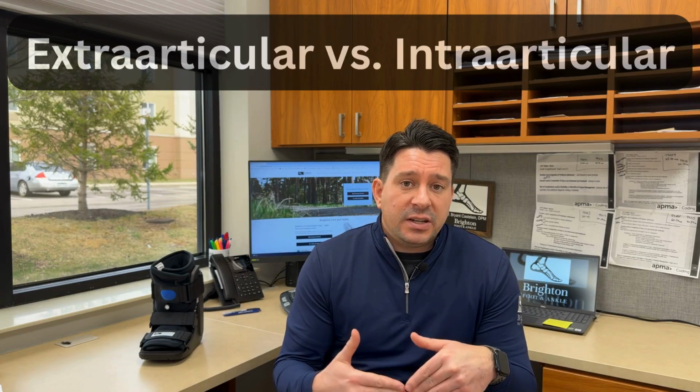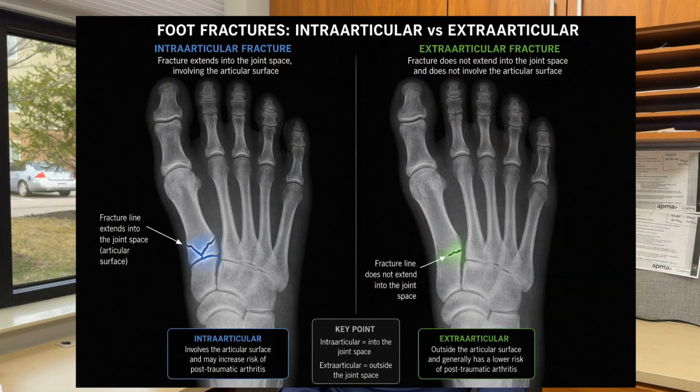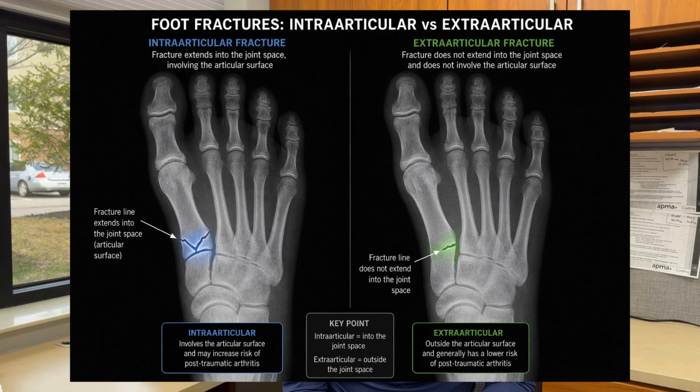Extra-articular versus intra-articular means, does that fracture go into the joint? Intra-articular fractures, the fracture goes actually into the joint, and again, this is probably needing to go to the operating room to help stabilize that fracture, to put the joint into the best spot that we can to allow for healing and to slow down the progression of arthritis. Extra-articulars might not need to go to the operating room because these fractures go outside of the joint.